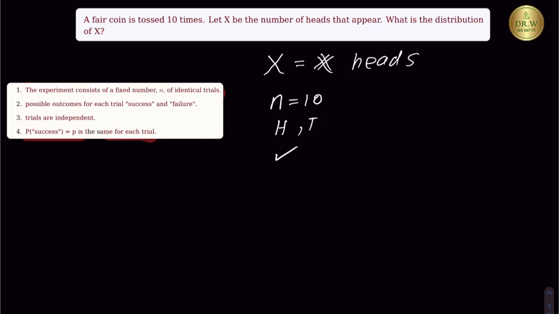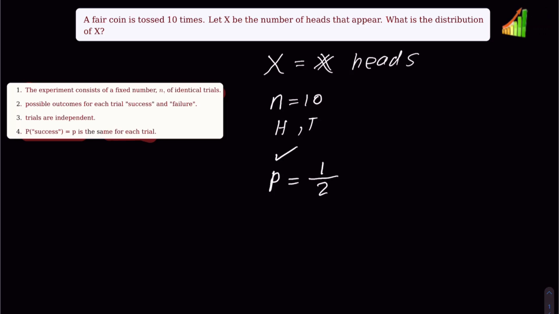What is the probability of head? We use p for the success probability, for getting a head. There are 2 possible outcomes total, therefore this is 1/2. This is the same for each trial. The probability of getting a head is 1/2 for each trial because there are 2 outcomes, H and T. Right, all 4 conditions are satisfied. Therefore, X has a binomial distribution.